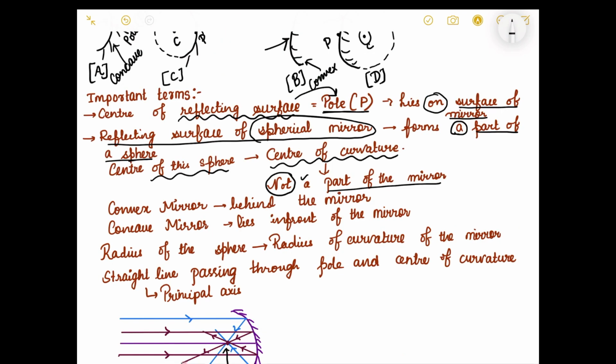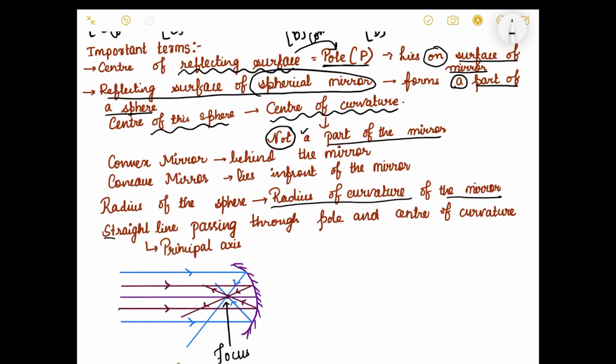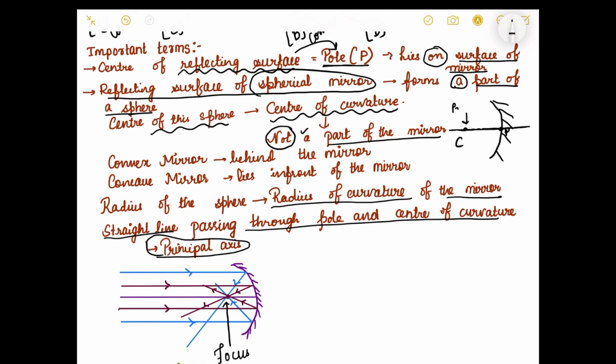Now, this sphere also has a certain radius. This radius is known as the radius of curvature of the mirror. Now, if we draw a straight line passing through the pole and center of curvature, then it is known as the principal axis of the mirror. Suppose this is a spherical mirror. Here is the pole of the spherical mirror and here is the center of curvature. Now, if I draw a line like this, then this line is called the principal axis.